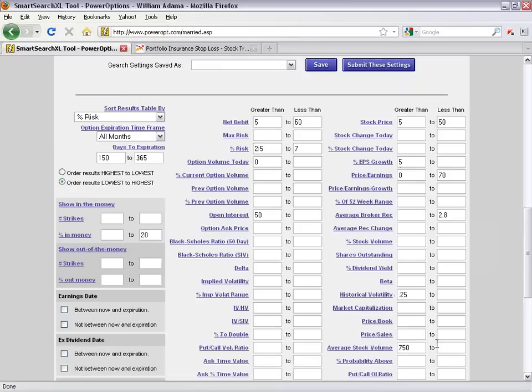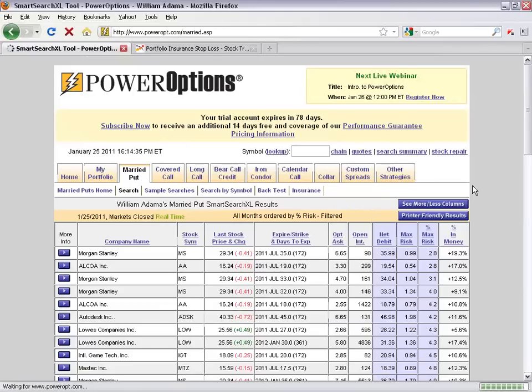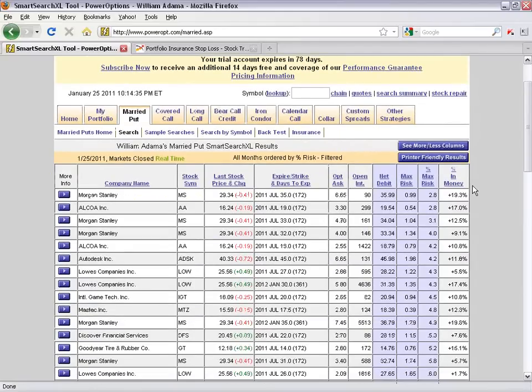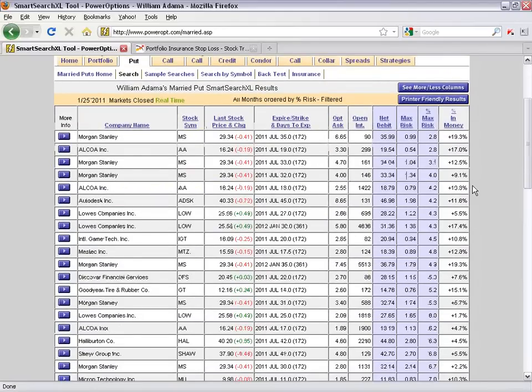Now, yes, I put in 5 criteria in a row without hitting Submit, and the reason why I did that is because these are all focused on things I would look for in the stock itself. All right? So I'm going to go ahead and click Submit these settings. And we basically have a similar result to what we saw before.